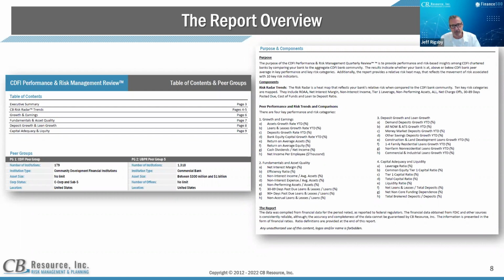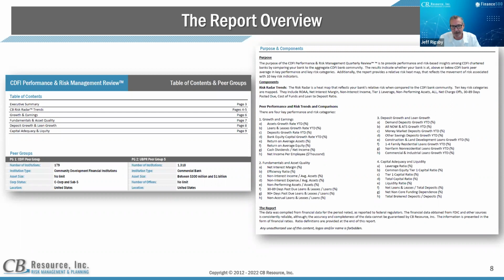The second part of the report is what I would characterize as much more of an operating, strategic, and risk management tool. This really says, from a risk management and a performance standpoint, I have interest in 4 key categories of my bank. I want to look at growth and earnings, for example. I want to look at the fundamentals of the business and our asset quality. I want to look at deposit and loan growth. I want to always be mindful of my capital adequacy and liquidity. So we'll roll into that.